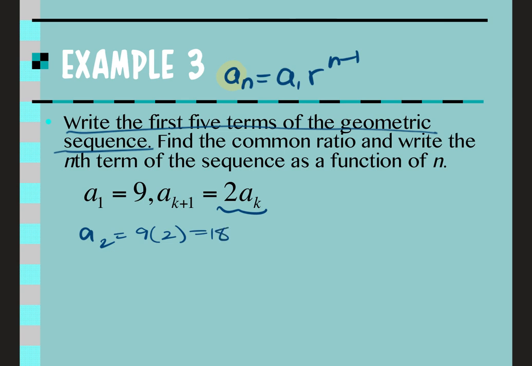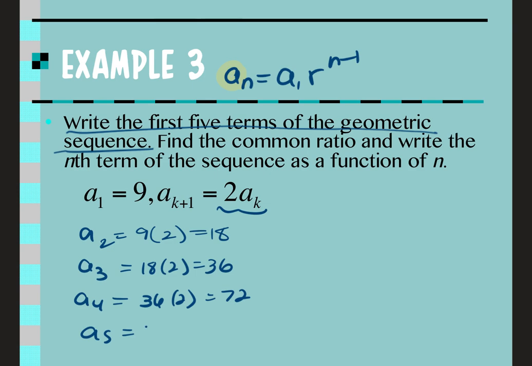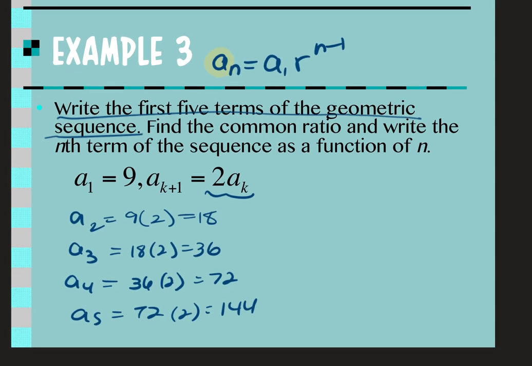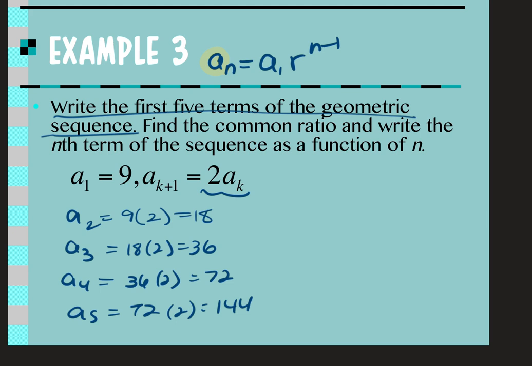Good. And A3 is 18 times 2. Good. And A4 is 36 times 2. Good. And A5 is 72 times 2. 144. Good. So that's the first 5 terms. That's the first part.